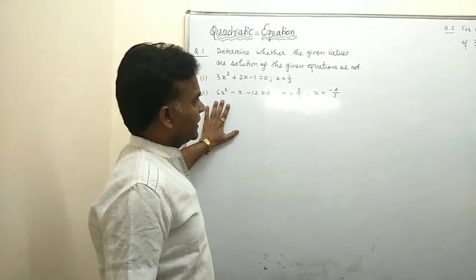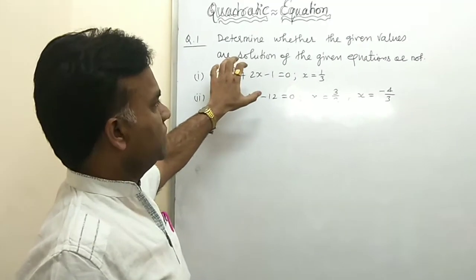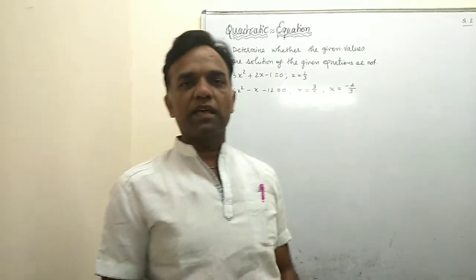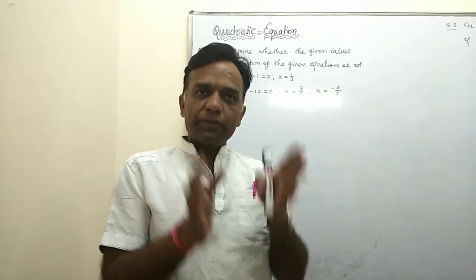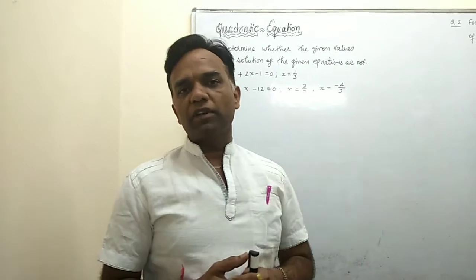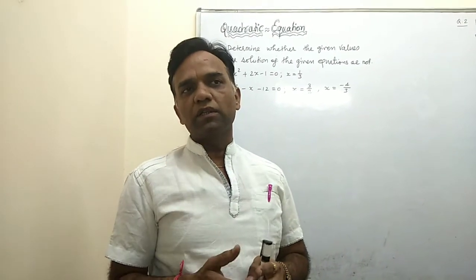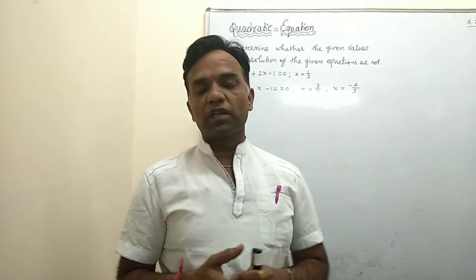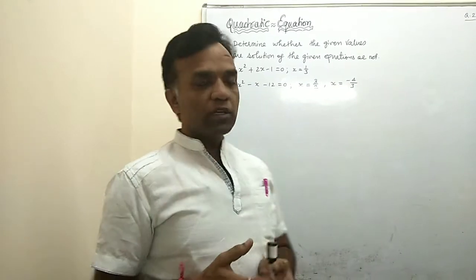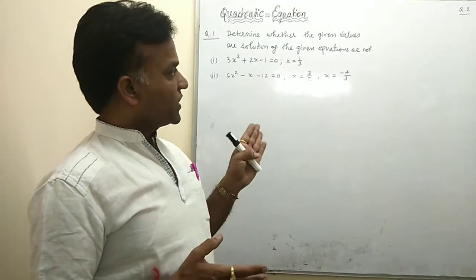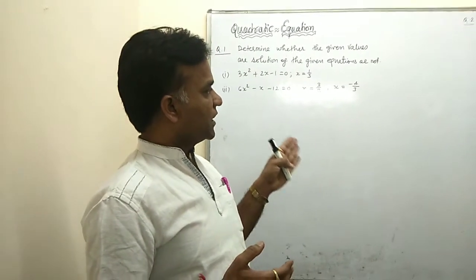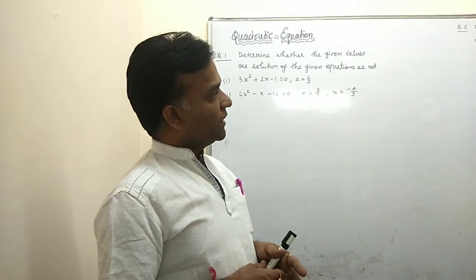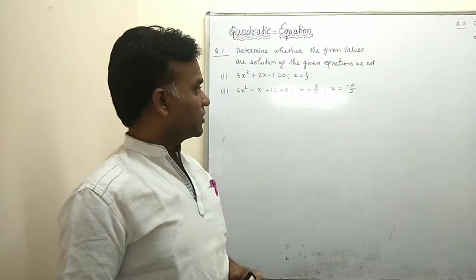First we illustrate: determine whether the given value is a solution of the given equation or not. A quadratic equation is given and one value is given. After putting the value in, we check whether that value satisfies the given equation, and then we say yes, it is a solution, or no, it is not a solution. There are two examples here. In the first we check whether the given solution satisfies the equation, and in the second question we find the unknown term.